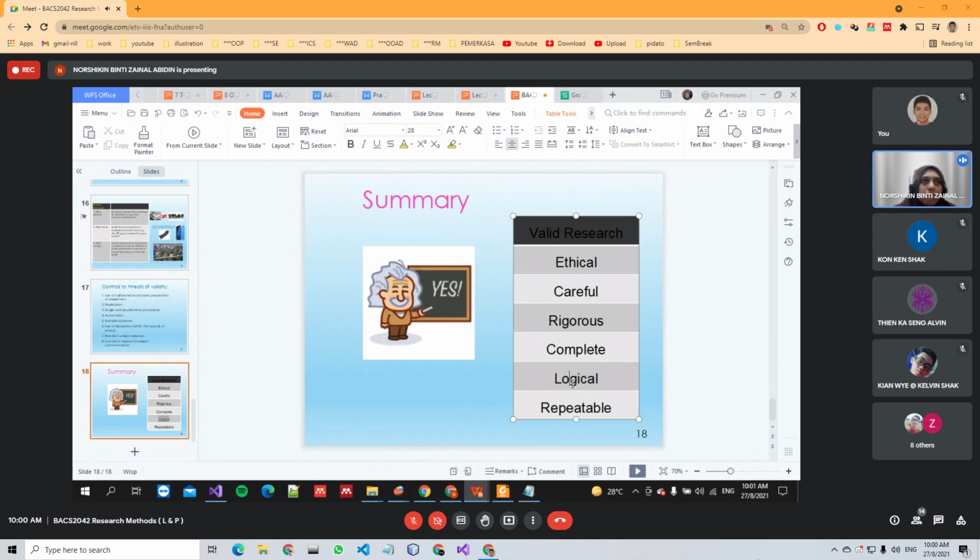Logical, even though what you said in your research, for example in your LR, is logical, you need to state where you got that from. Every statement that you write or every statement that you make in your research, you need to have a source for that.